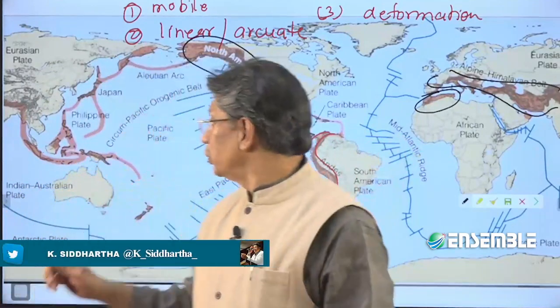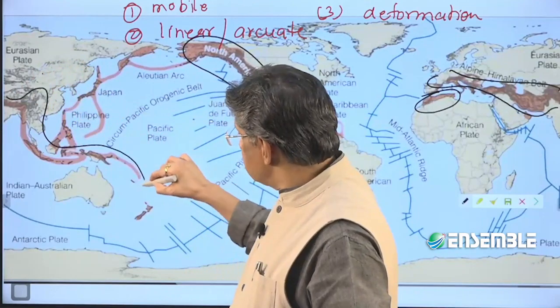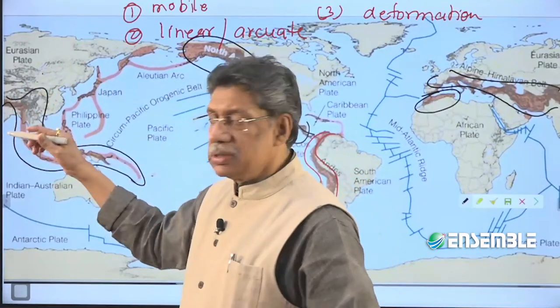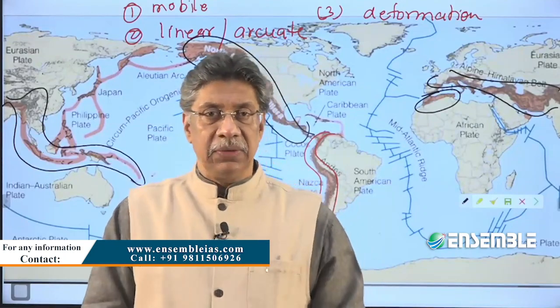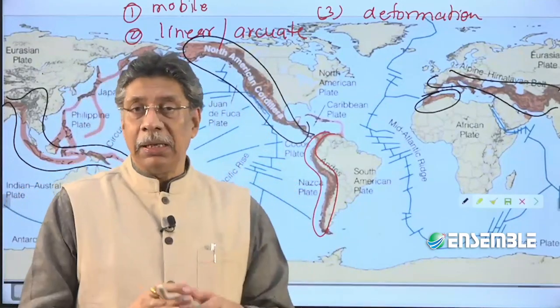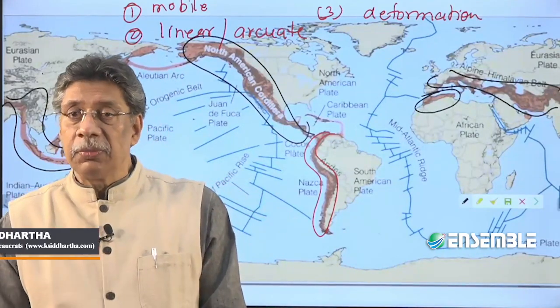The same mountains continue here. It goes on to continue all the way into this place, up till here. It's one of the longest mountain ranges of this type you will notice anywhere. And they are all mobile. Mobile means they are all young. They are still in the process of formation.